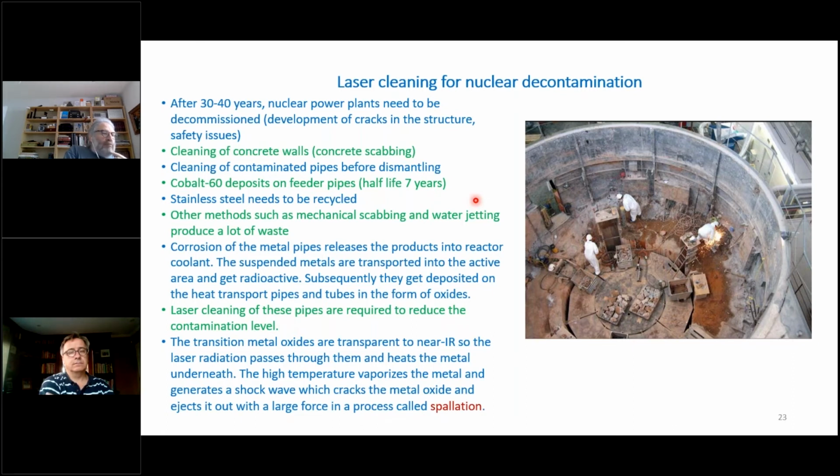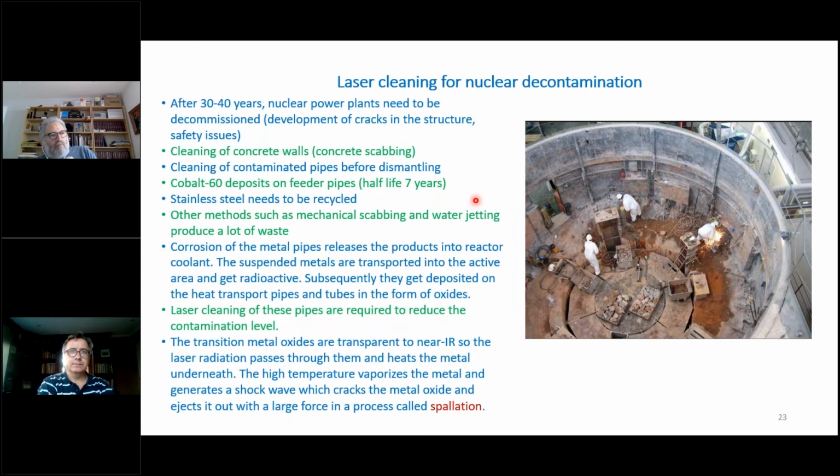So what happens is that the corrosion of metal pipes will go into the reactor coolant, and that will recirculate and go into the active area, gets radioactive, and comes back and deposits on the pipes in the form of oxides. So cobalt 60 deposits on feeder pipes. It has a half-life of 7 years. So these tools need to be cleaned. A laser cleaner is a good way of removing these oxides.